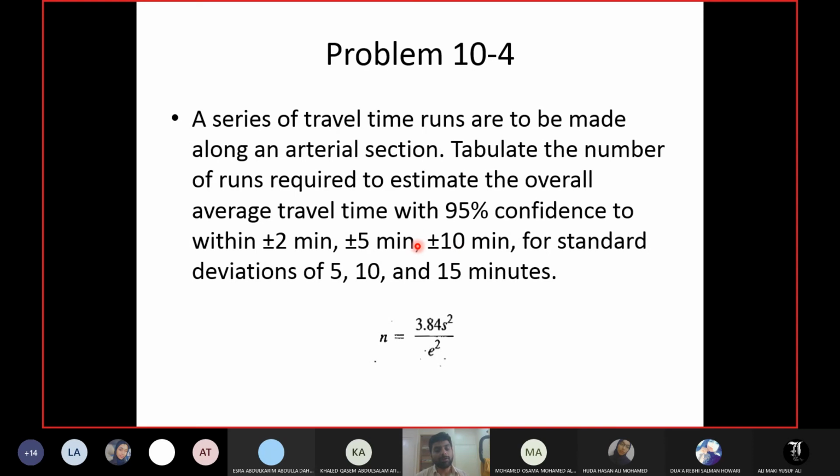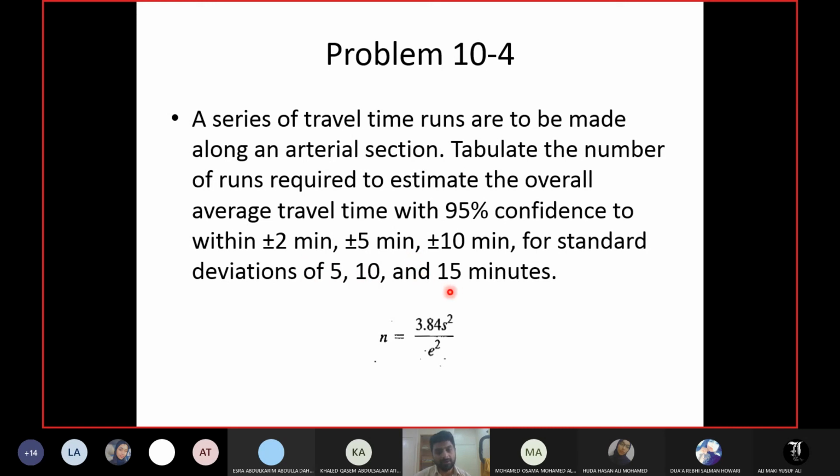Again, remember I told you for the spot speed case, if a value is given with a plus minus sign, it is the tolerance level, the acceptable error, and in the sample size equation we included it as small e. So there are 3 values given for small e. Then they are saying standard deviations of 5, 10, and 15 minutes. So they want me to calculate the number of runs required with a combination of all these values. You have to try each of the e values with each of the standard deviation values, 5, 10, and 15.